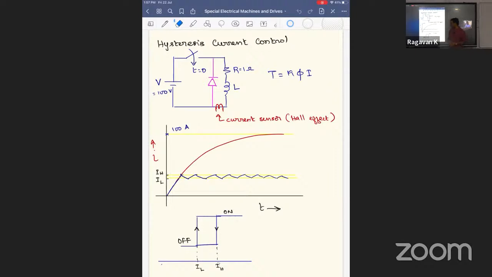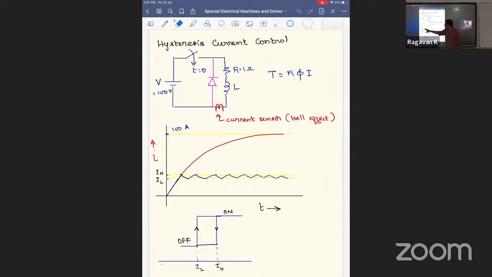And this is called hysteresis band current control. Why is it hysteresis? Hysteresis means it is hysteresis dependent behavior, like the hysteresis loss in the transformer core or rotating machine cores. So here also the change of switch from one state to another happens at different values. On state to off state happens at 26 ampere, and off state to on state happens at 24 ampere.